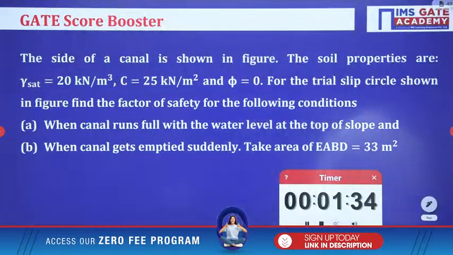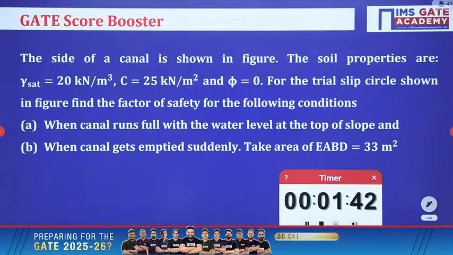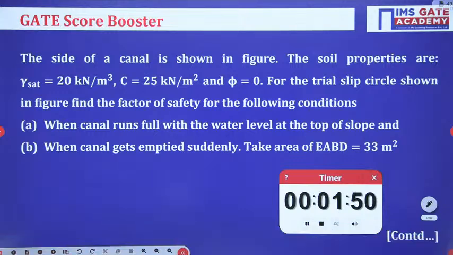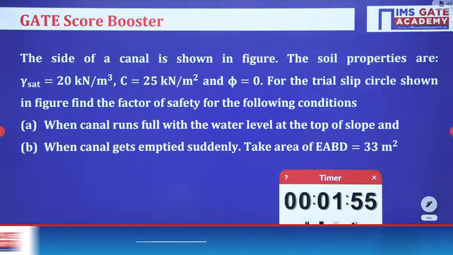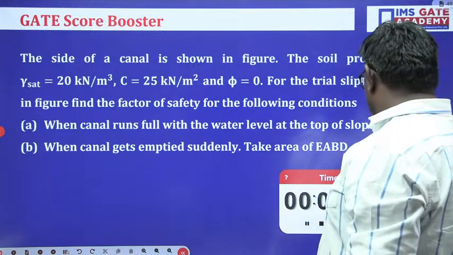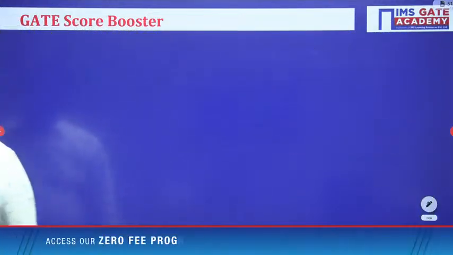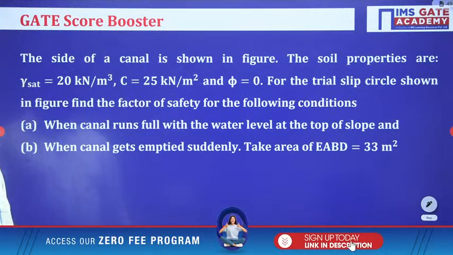First try to read the question, students. What is the given data over there? Okay, the side of a canal is shown in the figure. The soil properties are gamma 20, C 25. For the trial slip circle, find the factor of safety when the canal runs with full water level and when the canal gets emptied suddenly. Okay, so try to solve this question, students.